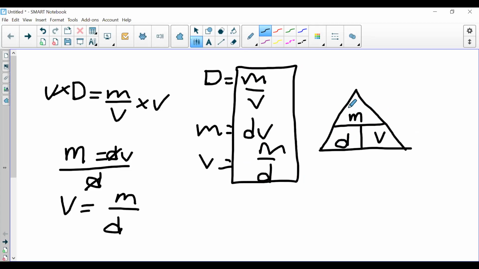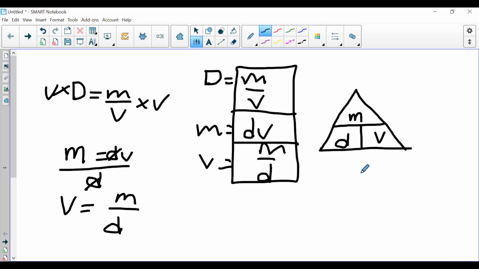It's the massive guy at the top, all right? So mass is always going to go at the top of the triangle. And if you notice in this top equation here, we've got volume in the denominator. So we've got volume down there. In the third equation, we've got density in the bottom. And so right here, density is in the bottom.